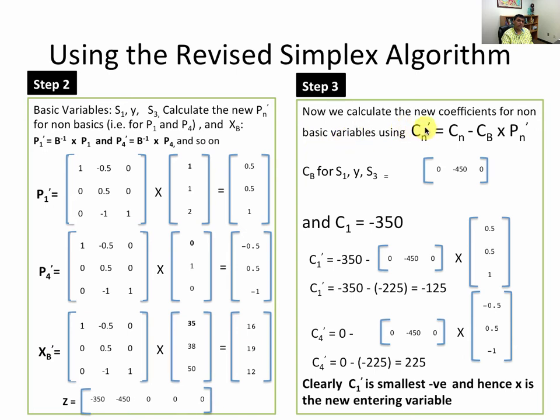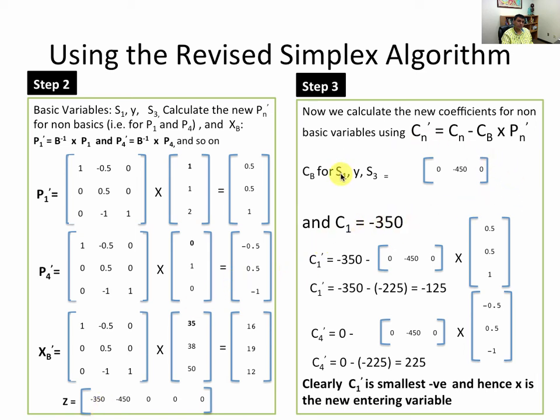the new coefficients. And in this case, I first have to calculate the value of Cb. Cb is based on the S1, y and S3 values from the objective row. S1's value is 0, y has a value of 450 with a negative sign, and S3 is 0. Now we will find C1, which is 350 with a negative sign.